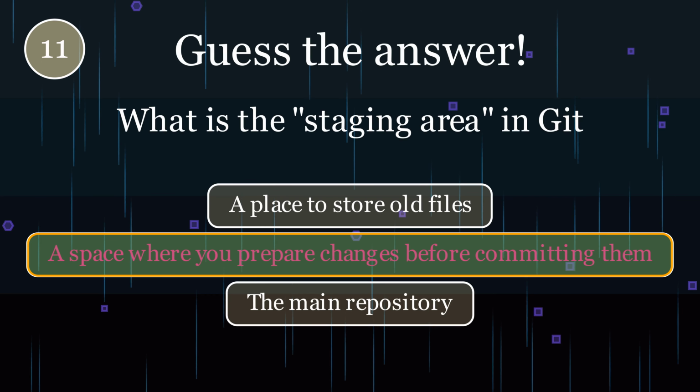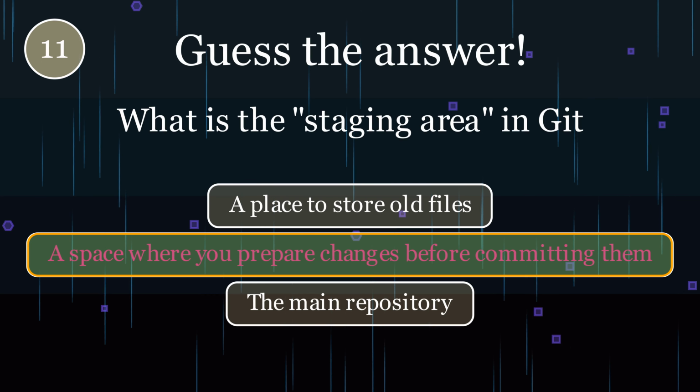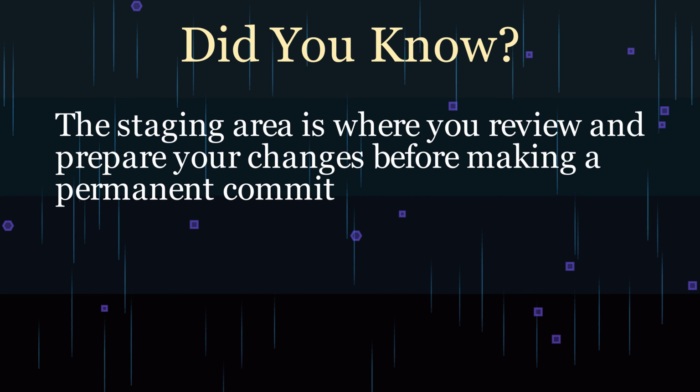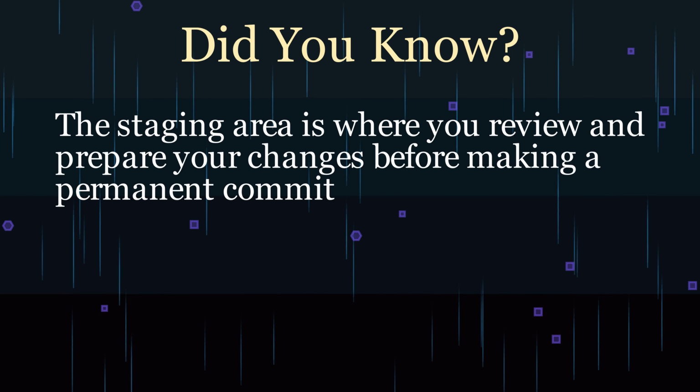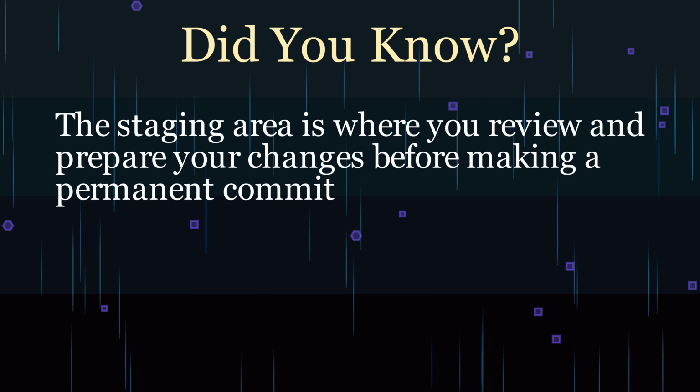The correct answer is, a space where you prepare changes before committing them. Did you know? The staging area is where you review and prepare your changes before making a permanent commit.